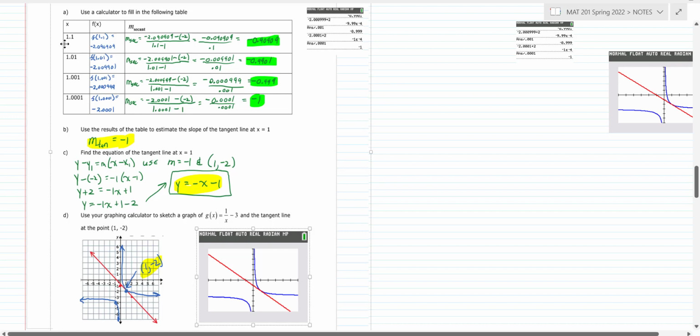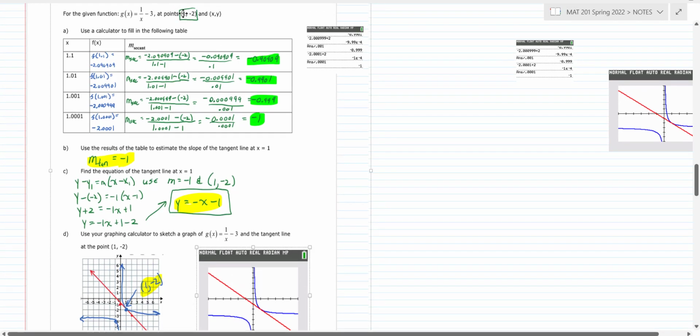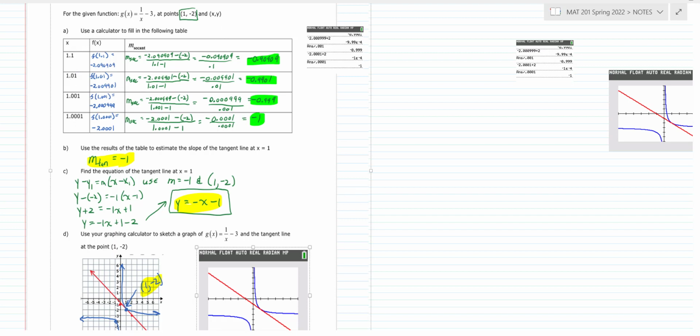If you're using the points (1, -2) and then 1.1, you get this slope, -0.90909. With 1.01, you're getting closer to 1, and the slope changes a little bit, to -0.9901. Then if you use 1.001, you get -0.999. Finally, when you do 1.0001, you get -1.